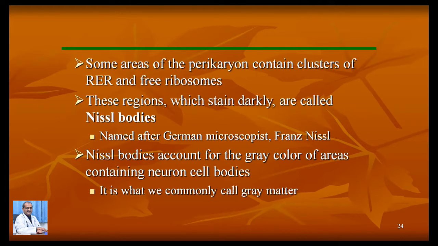Some areas of this perikaryon contain clusters of rough endoplasmic reticulum and free ribosomes. These regions, which stain darkly, are called Nissl bodies, named after the German microscopist Franz Nissl. Nissl bodies account for the grey color of the areas containing the neuron cell bodies. That's why we call it the grey matter, especially in the brain.